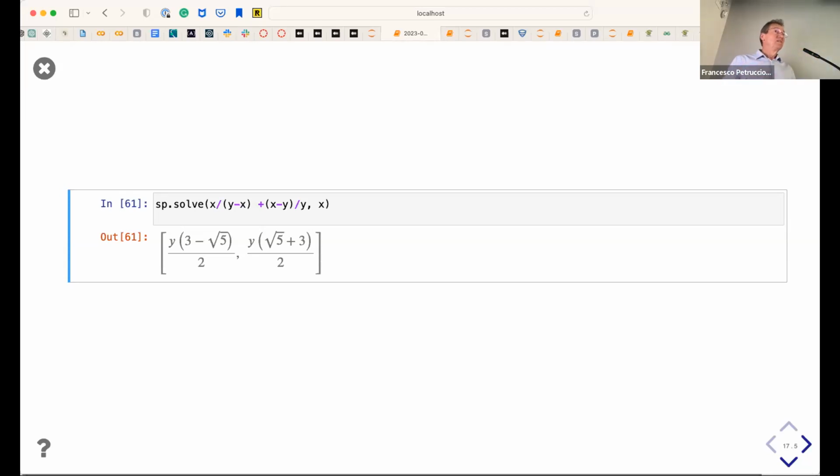You're welcome to be creative and try SymPy solve for whatever comes to your mind now. And it should come up with some result. So solve is also something very useful.